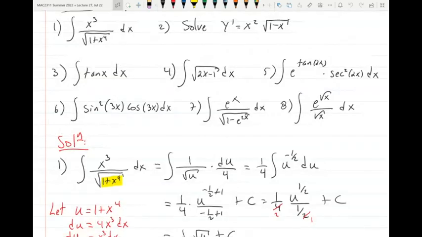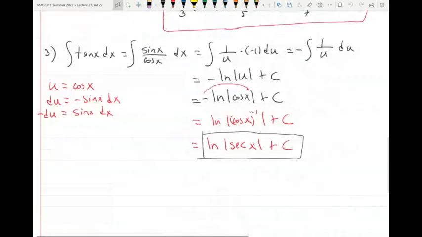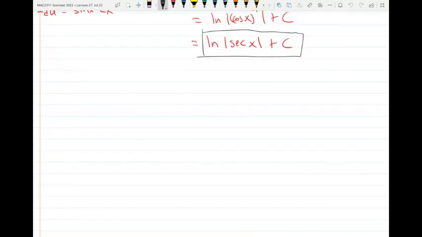Let's see, number 4. Square root of 2x minus 1. Okay, so here, there's not much to do. If you don't see how to do the problem directly, there is only one substitution that you can make, right? So that is really not much to think about. If we let u equal 2x minus 1, then this becomes square root of u, and we know how to integrate that.